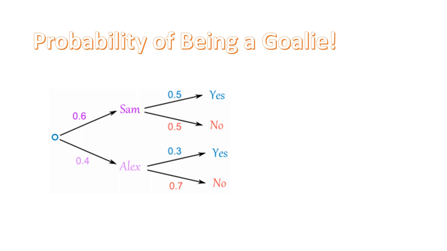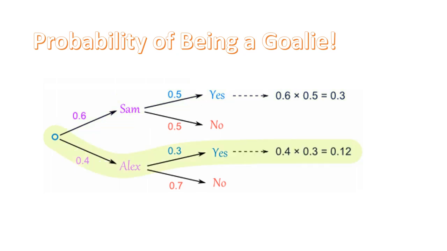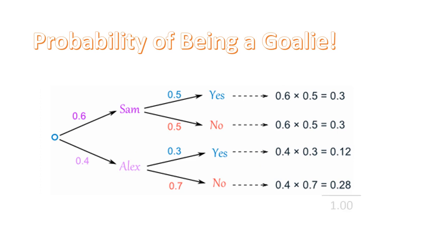So Sam coaches 60% of the time, and of that time, 50% of the time you play goalie. That amounts to 0.6 times 0.5, which is 0.3, or 30%. But Alex coaches 40% of the time, and of that time, you play goalie only 30% of the time, for a total of 0.4 times 0.3, or 12%. So overall, you have a 30% plus 12%, or 42% chance to play goalie, 58% chance not to. Notice that all possible outcomes total 1, or 100%, as they should.